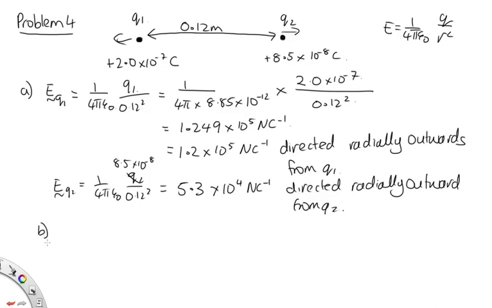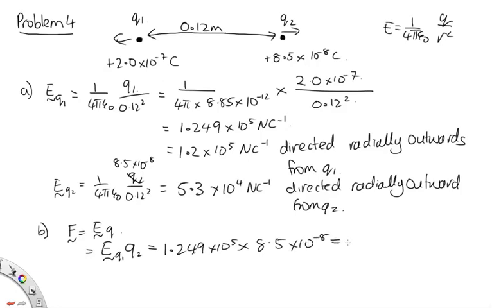Part B, what force acts on each? Well, they're going to exert an equal but opposite force on each of them. So we can use the equation F is equal to EQ. So the force on Q2 is the electric field at Q2 due to Q1 times Q2. So let's do it that way. It's E Q1 Q2. So that is equal to, keep all the significant figures for the working, 1.249 times 10 to the 5 times Q2, which is the 8.5 times 10 to the minus 8.